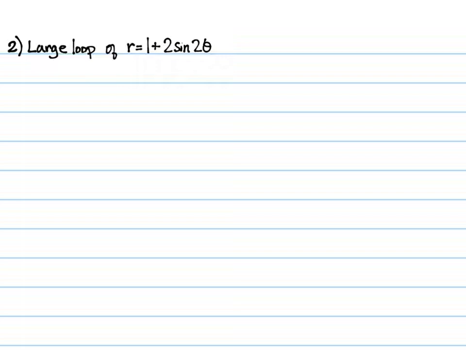Same directions, but we're going to have the question posed a little bit differently. This one is actually asking for the large loop. When we draw it, you'll see what it's meaning. r equals 1 plus 2 sine of theta. I'm sorry, sine of 2 theta. 2 sine 2 theta. Okay, so we can do the same thing if you wish.